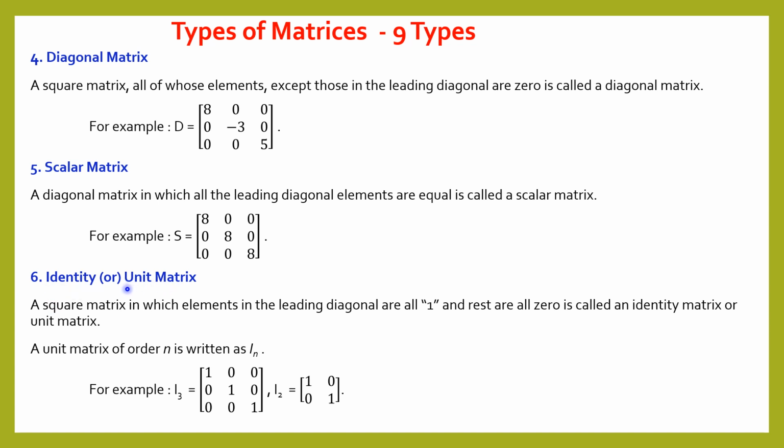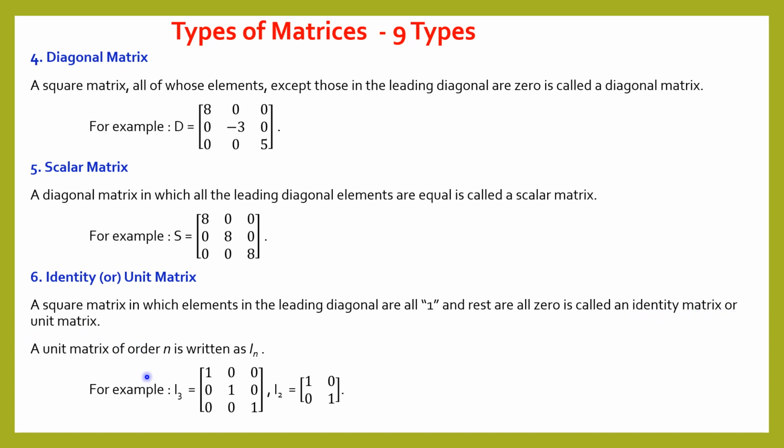Next one is identity or unit matrix. Here we already know unit means one, that is single. Identity or unit matrix: a square matrix in which elements in the leading diagonal are 1. That is, here all are equal means scalar matrix. If all the elements are 1, it is called unit matrix or identity matrix. The rest are all 0.